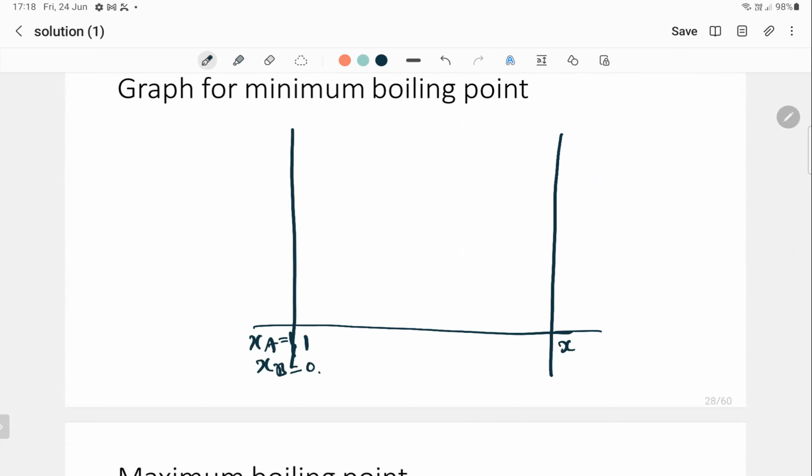Another example: let's suppose I'm taking water. Water will have a boiling point of 373.15 Kelvin, and your ethanol will have around 351, exactly in your book it will be 351.5. So if I'm combining the solute and solvent, the net boiling point will be 350, which means it is lesser than your water and also lesser than your ethanol. So now I'm just drawing it here for ethanol and water.